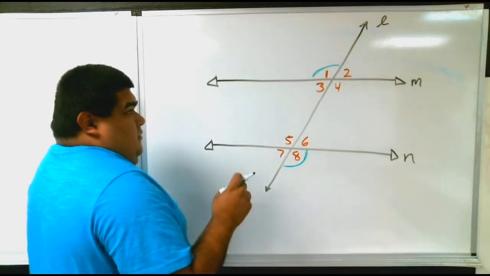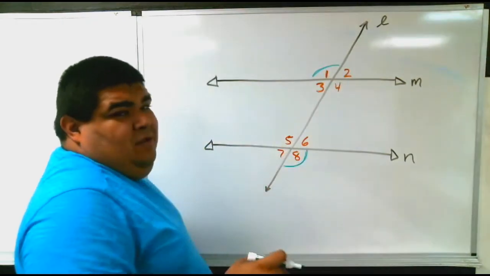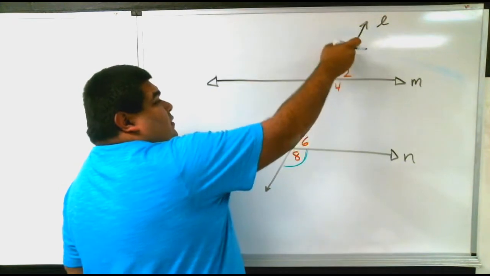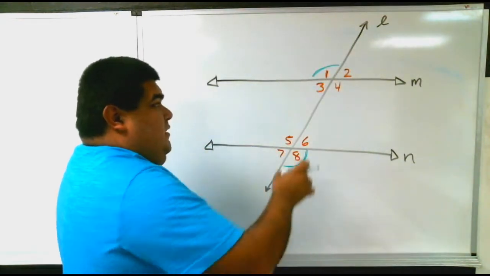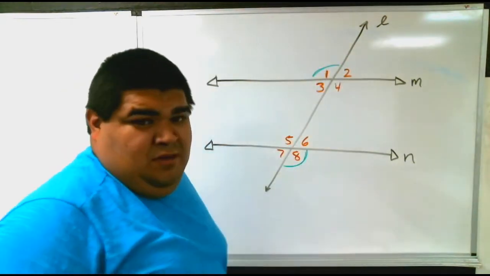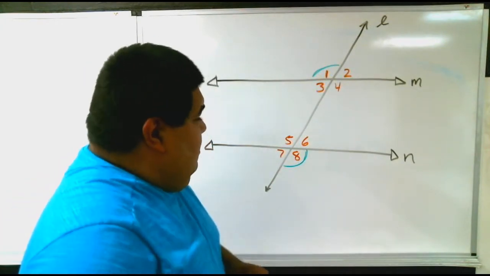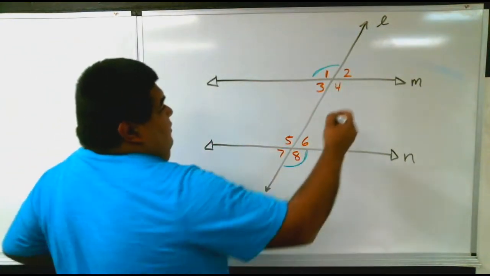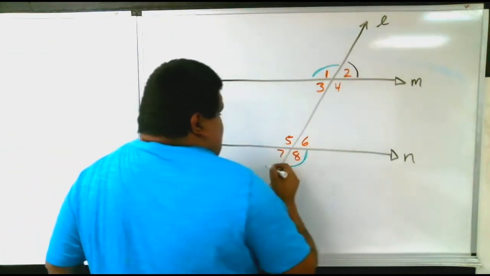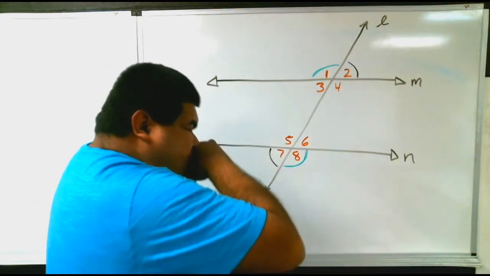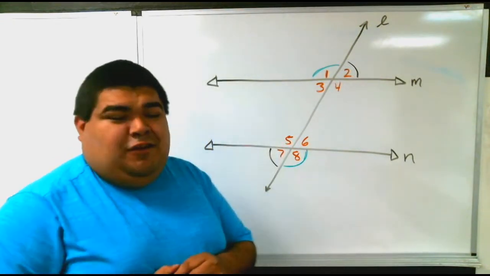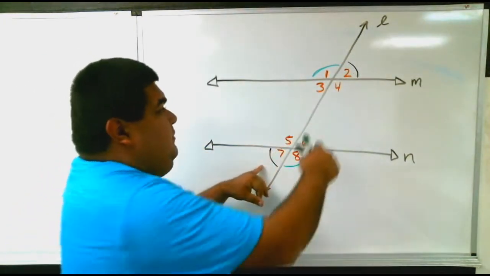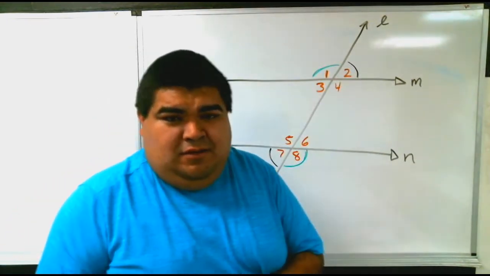You might say 1 and 2 are on the opposite. Yes, but they are not both dealing with the transversal's opposite sides, meaning they have to be opposite from each other. But we can say 2 and 7. Sorry about that. 2 and 7 are alternate exterior angles. They're opposite from each other, and they're on the outside.